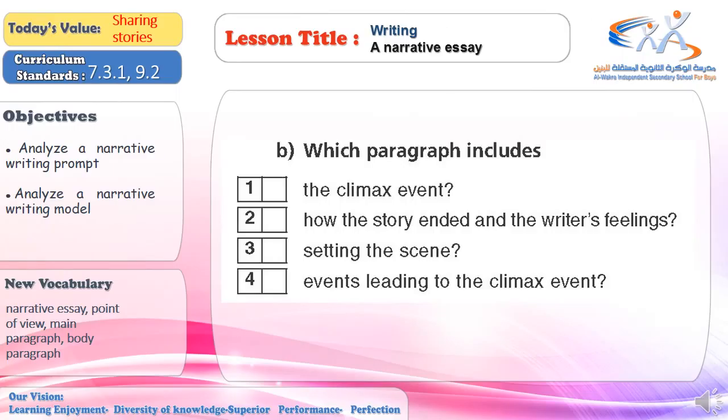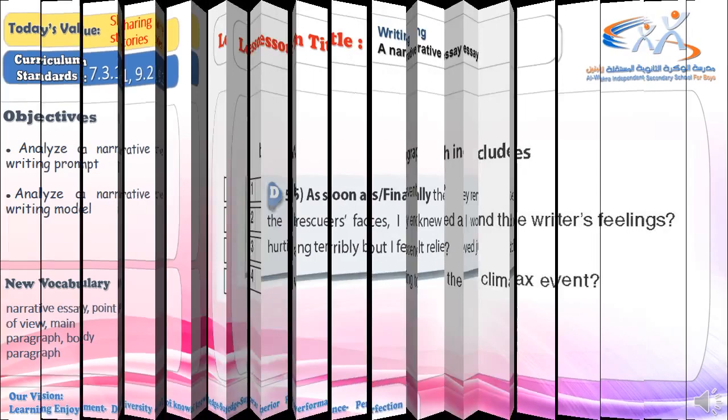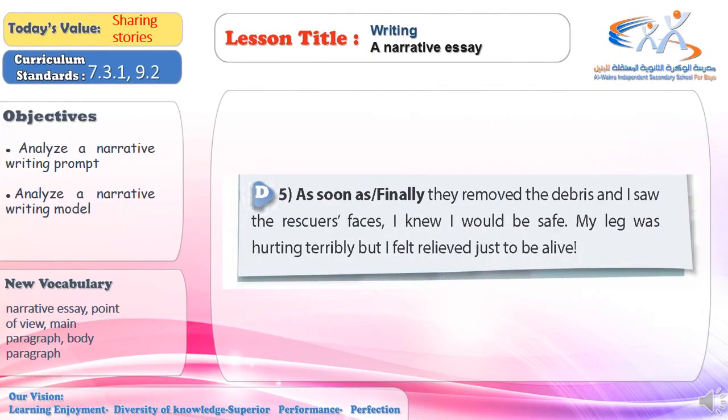Which paragraph includes how the story ended and the writer's feeling? Paragraph D includes how the story ends and how the writer felt at the end of the story. As we can see, he was safe at the very end of the story, and he felt relieved because he was alive.